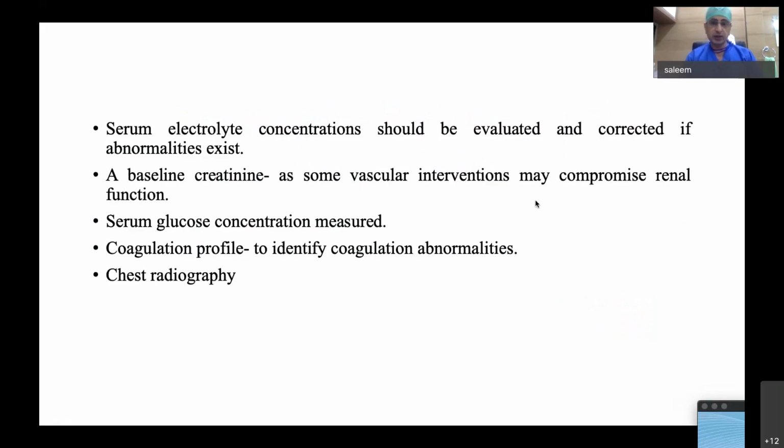Serum electrolyte concentration should be evaluated and corrected if abnormality exists. A baseline creatinine should be measured as some vascular interventions may compromise renal function. Serum glucose concentration should be measured and a coagulation profile should be obtained to identify any coagulation abnormalities before surgery. And chest radiography should be taken to look for any abnormality present.